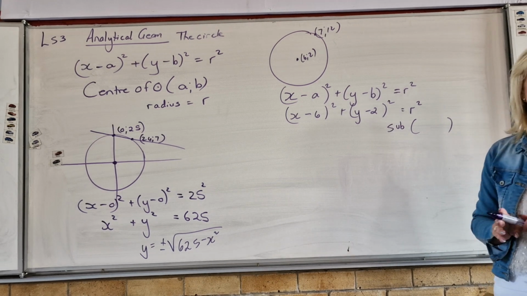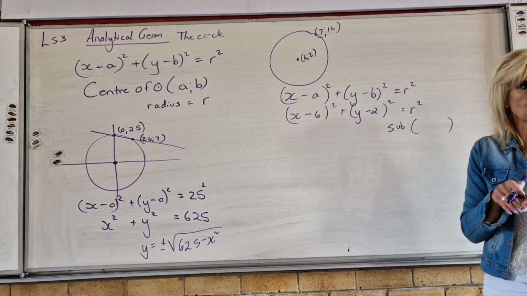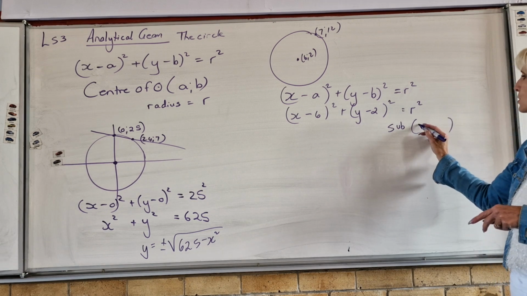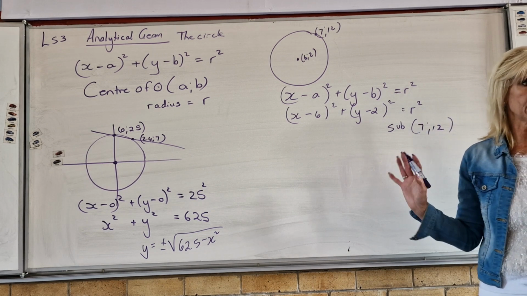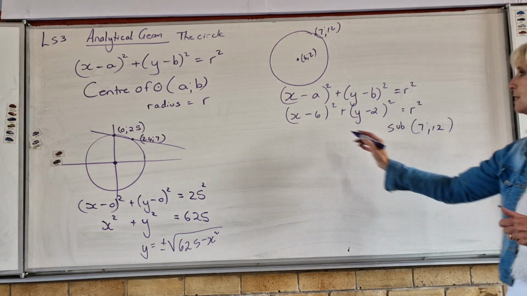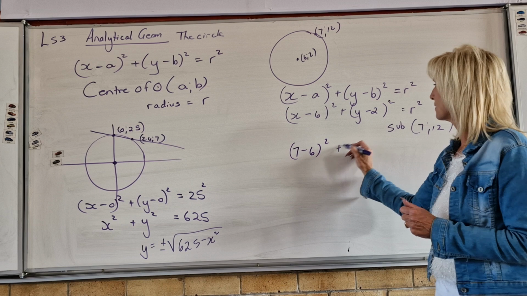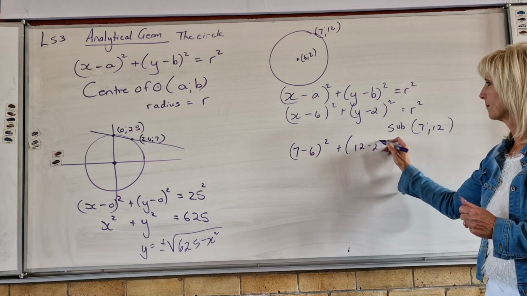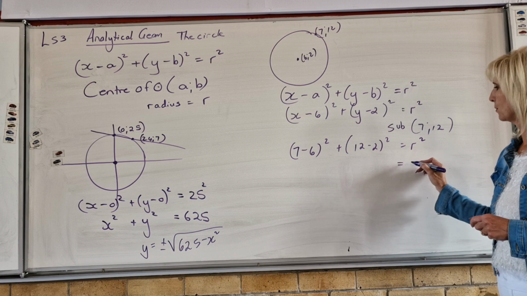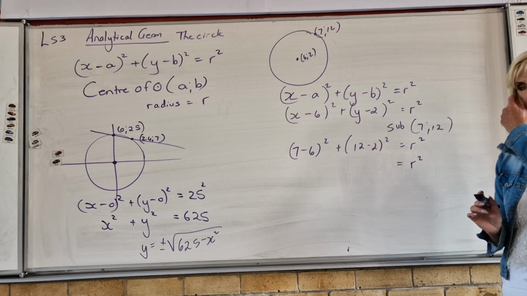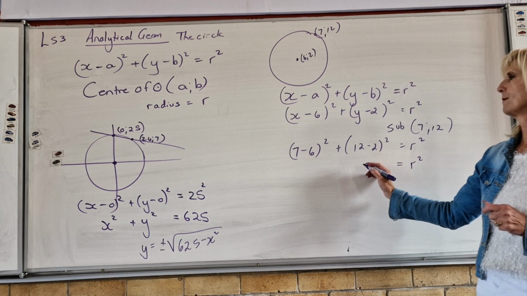So can I substitute 6 and 2? No. It's not on the graph. It's the center, but it's not on the graph. You've got to substitute 7 and 12, and now let's see what a mess our sum is going to be, but it's okay. So it's going to be in the place of x, 7, and in the place of y, 12, and we're working out our r squared. Can somebody help me quickly calculate on the calculator what that answer is? 101.